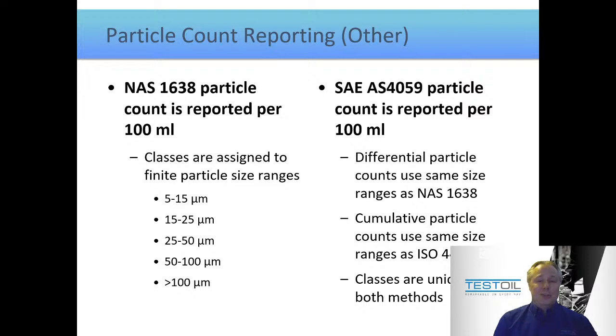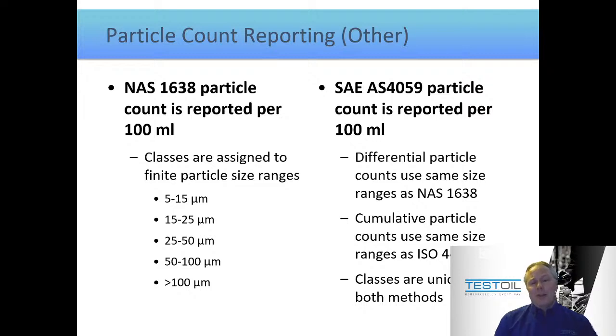Now, my caution to you is you simply don't take an ISO count and multiply it by 100 and suddenly have yourself an NAS or an SAE. The other difference is that both NAS and one of the versions of SAE use what we call a differential count rather than a cumulative count. So what that means is instead of particles being counted in one range being counted again in another range, with a differential count, each range is its own range, and there is no overlap, there is no accumulation, if you will. So these ranges are different micron values than the ISO code system, so you can't even subtract one ISO particle count from another ISO particle count's range and expect to come up with the same results.